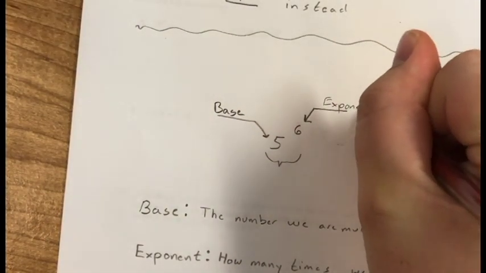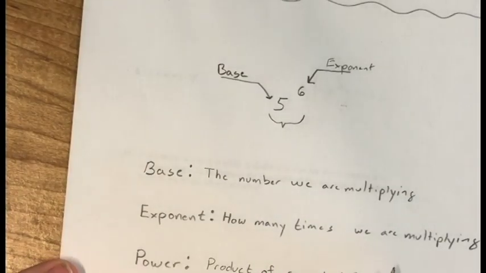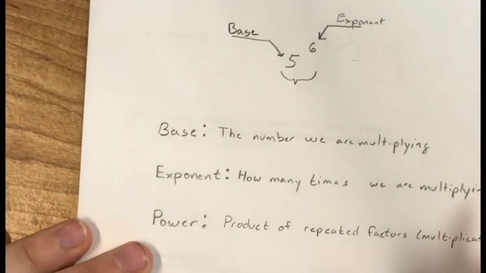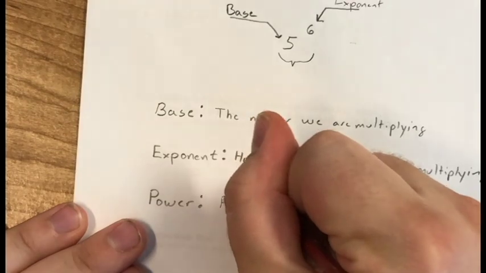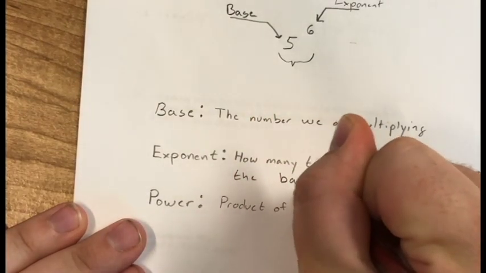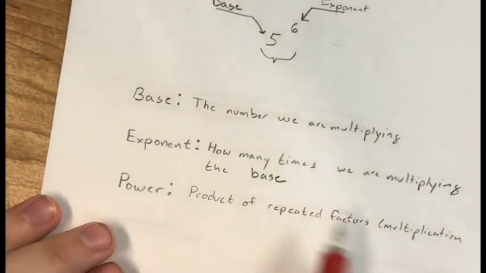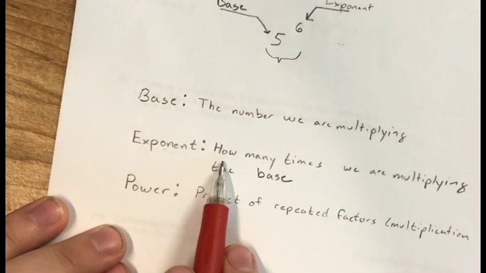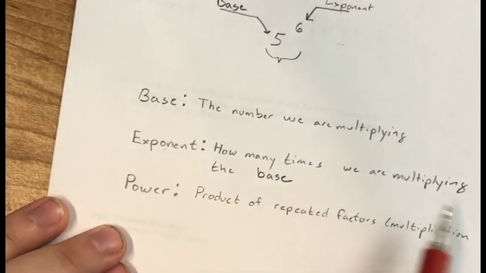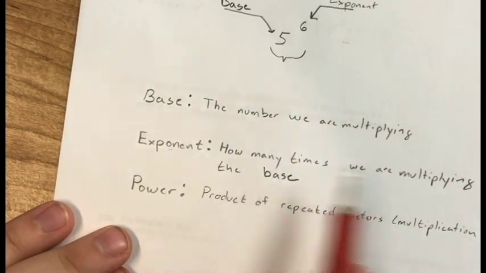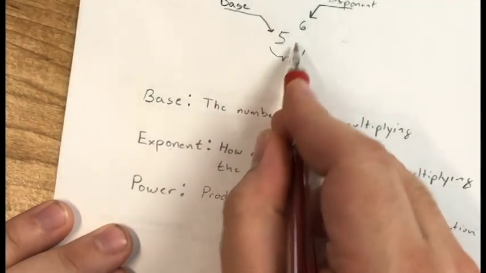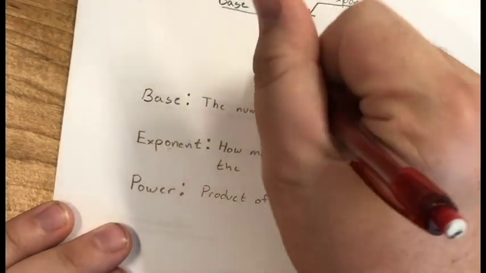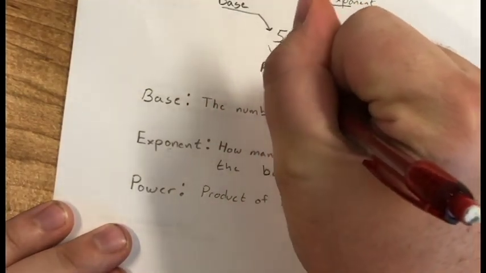And the exponent is simply this. It's how many times we are multiplying the base. All about the base, okay? So that's all this is. The base is the number we're multiplying, and the exponent is how many times we are doing the multiplication, how many times we are multiplying the base. And lastly, this whole thing, we kind of call it a power.